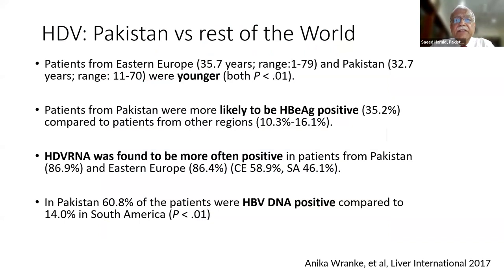And just as a comparison, which I think was quite interesting, patients from Pakistan were younger. Patients from Eastern Europe were older than patients from Pakistan, who were significantly younger at 32 years of age. Patients from Pakistan were more likely to be E antigen positive, 35%, compared to other regions from where data was available. Delta RNA was more often positive in patients from Pakistan, about 87% total, compared to Eastern Europe, Central Europe or South America. In Pakistan, 60% of the patients were HBV DNA positive, compared to only 14% in South America, for some reason.